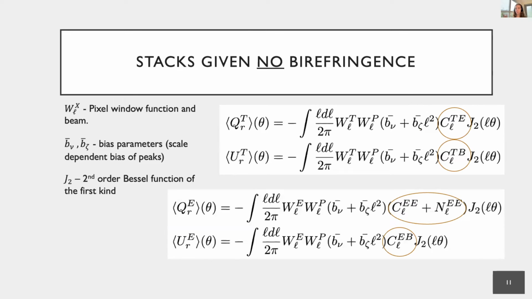So we've got these Q maps and U maps. We've got extrema. We're going to take all these extrema and stack them all together. We have a profile for what those stacks should look like, and those profiles depend on the power spectrum. And we know how the power spectrum should change if there's a birefringence. So let's replace the power spectra that are in these equations right now with the ones that we have predicted given a birefringence signal. And we get this.